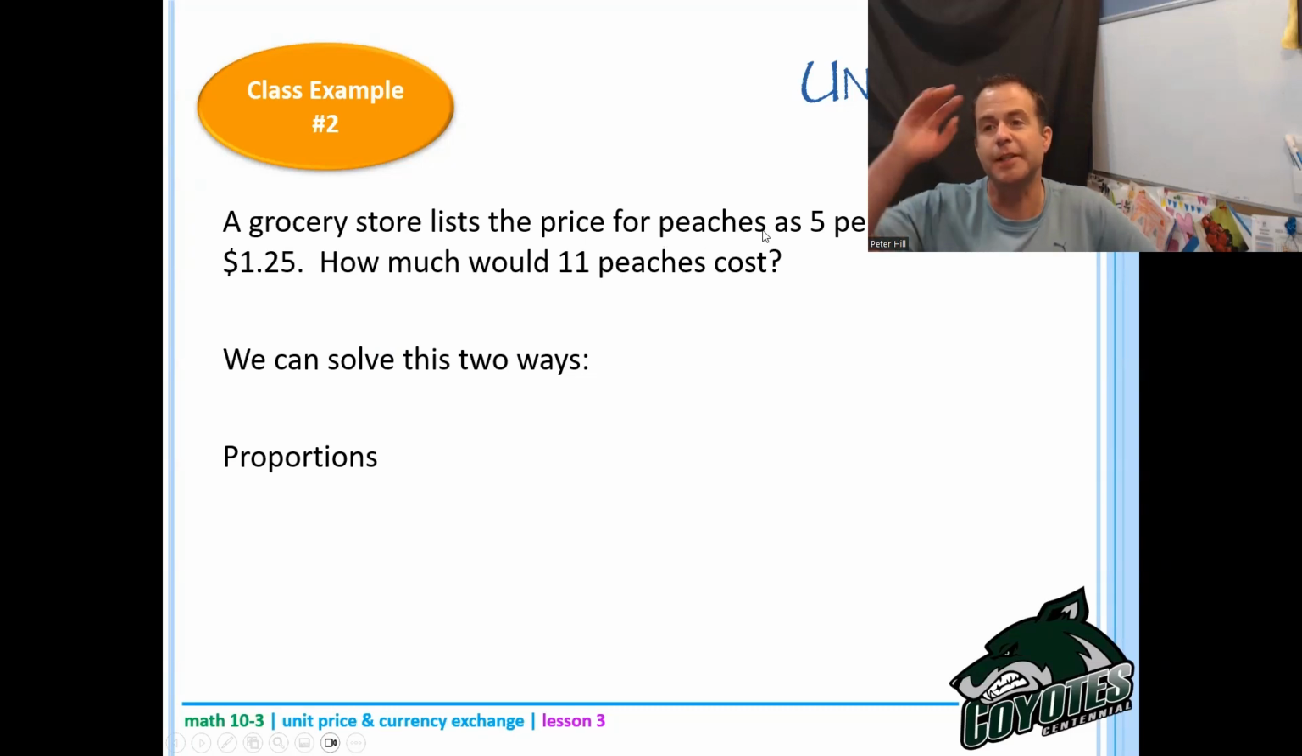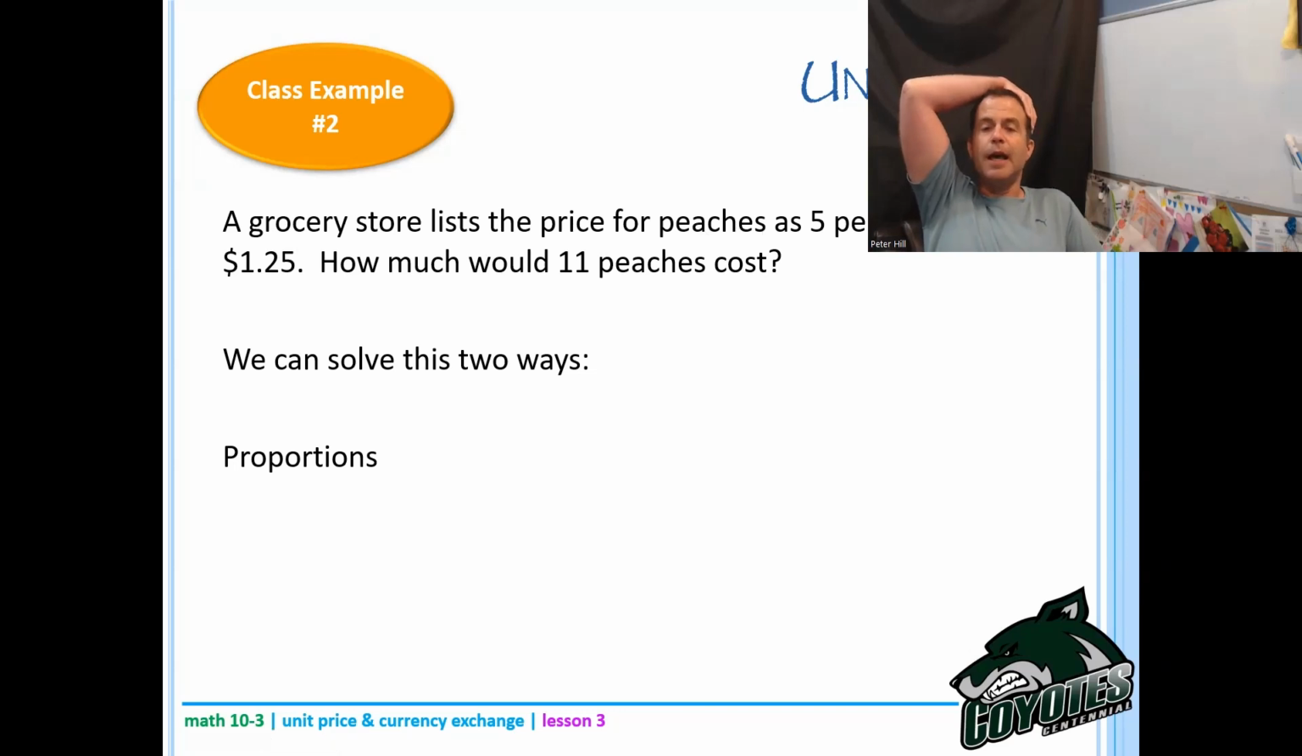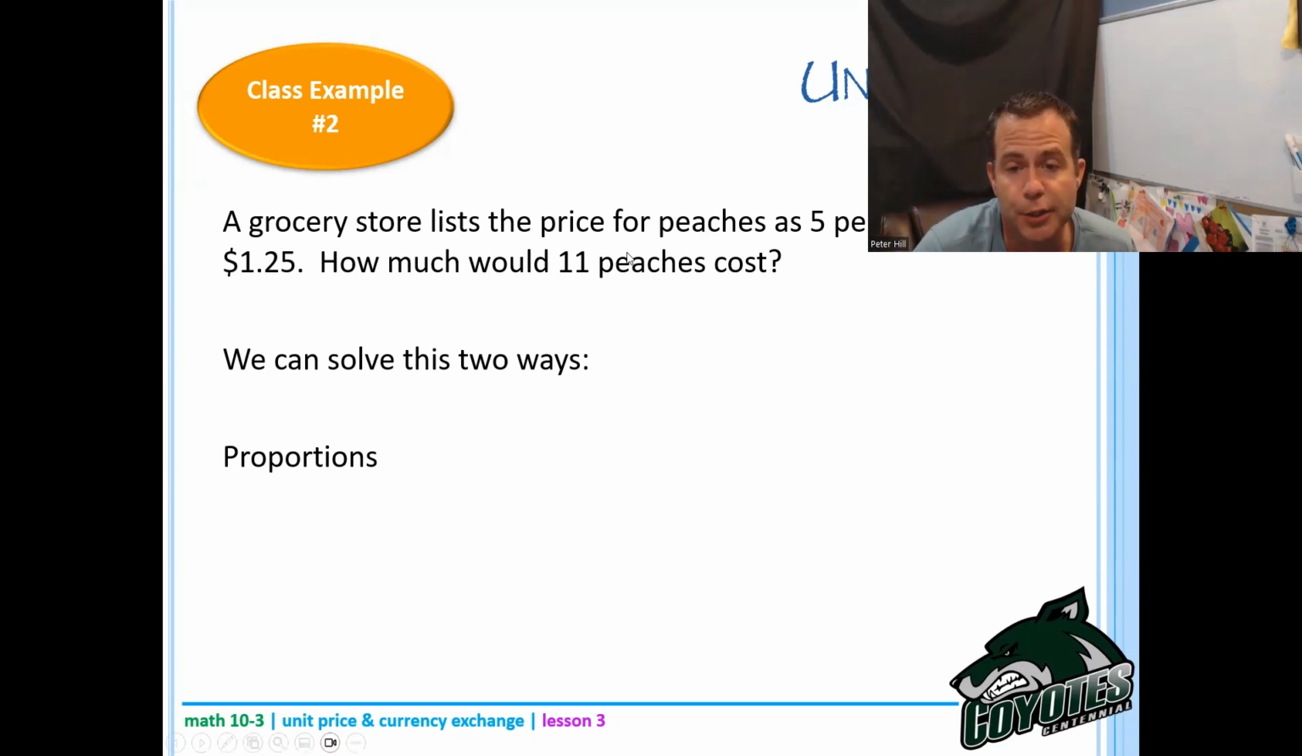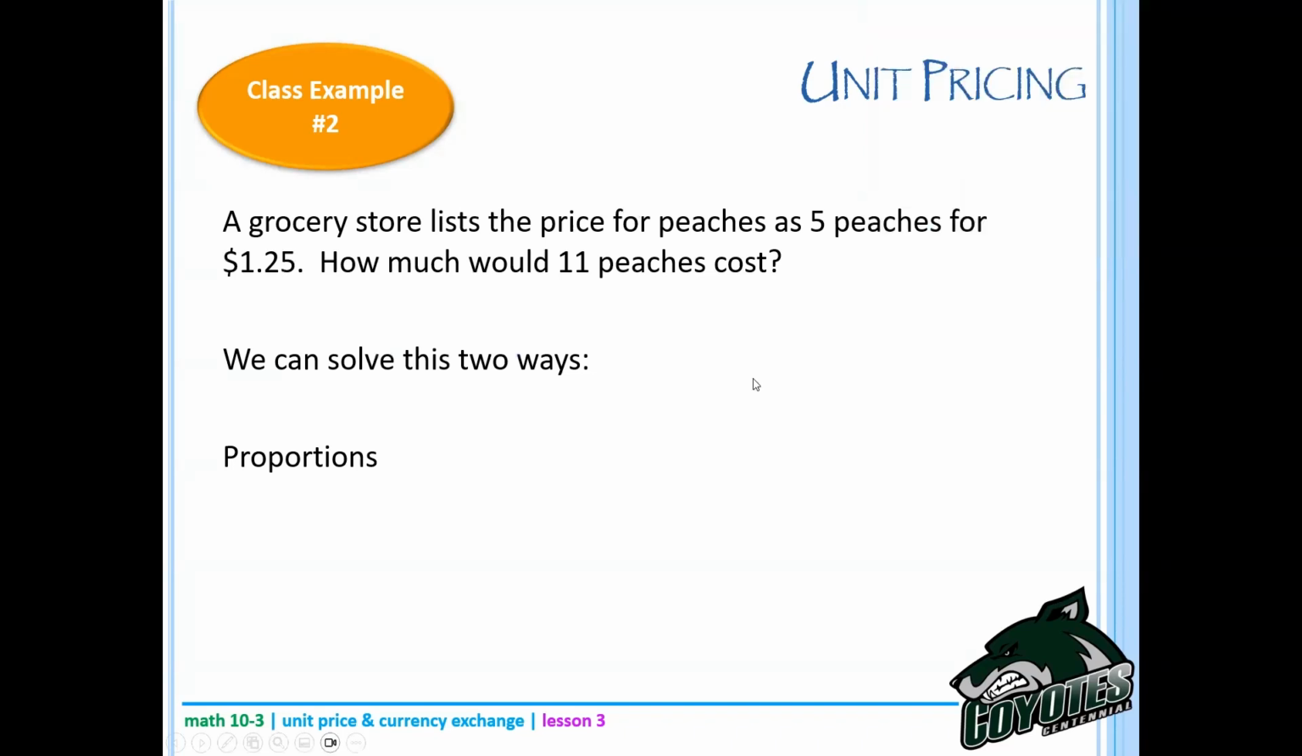Okay, the price of peaches is 5 peaches for $1.25. How much would 11 peaches cost? Now, we can do this in 2 different ways. We can solve it using proportions, which is what we talked about in the last lesson. Okay, if we were to use a proportion, I'll just hide my face for a quick sec to make sure you guys all have the question.